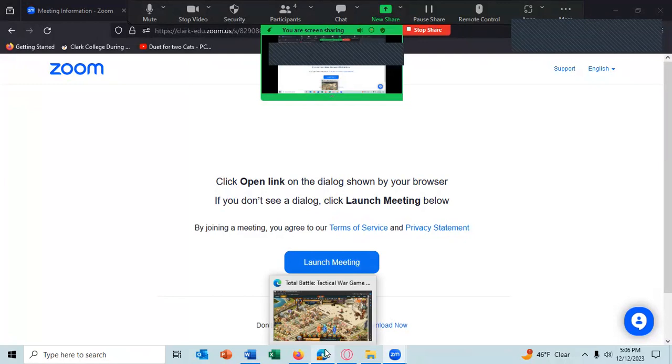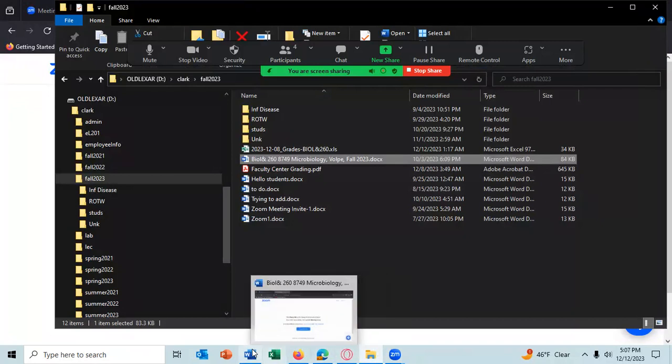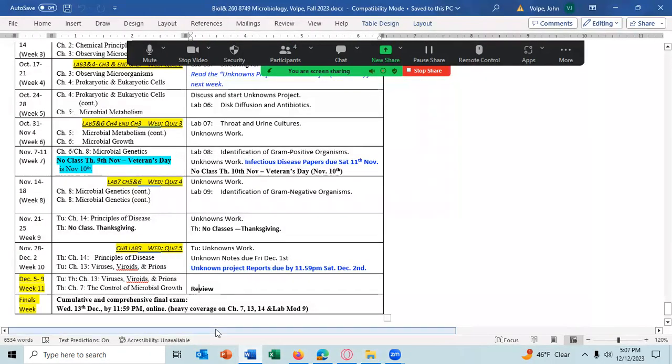Any questions? Let me share my screen. What I'm going to do is mention that the exam, let me call up my schedule here. The exam will be heavy, about 50% of the questions from the material that you have not been quizzed on. Our last quiz covered chapter 8 and lab 9. So that means there will be about 50% of the material on chapter 14, chapter 13, and a few questions on chapter 7, but not a lot on chapter 7. And then there will be questions on the unknown project. Any question about what 50% of the material will be on?